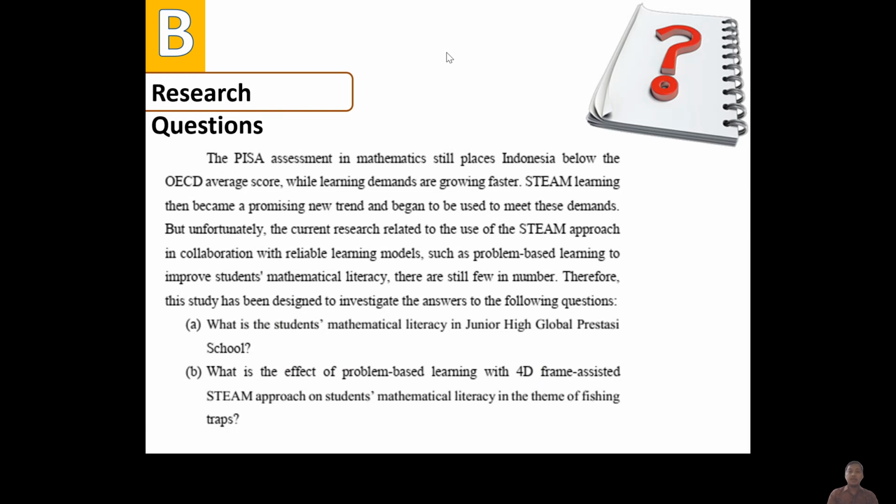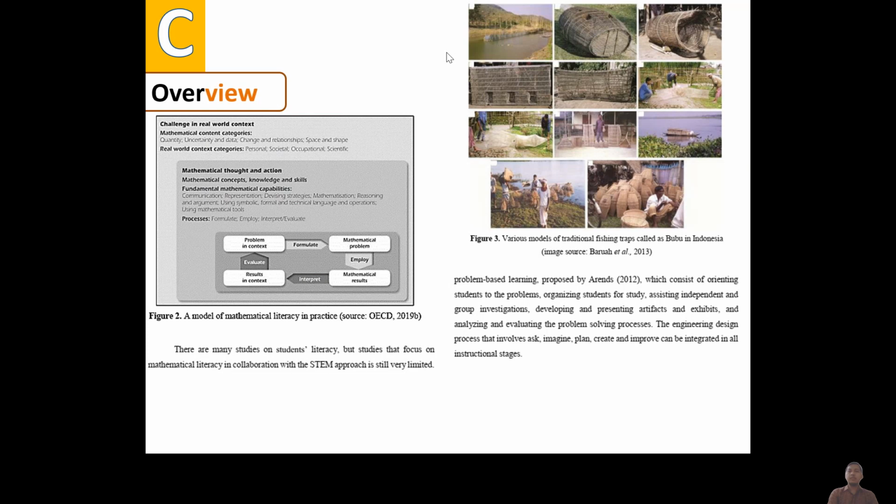Therefore, the study has been designed to investigate the answers to the following questions. One, what is the student mathematical literacy in our school? Two, what is the effect of problem-based learning with a 4D frame assisted STEAM approach on student mathematical literacy in the theme of fishing trap?